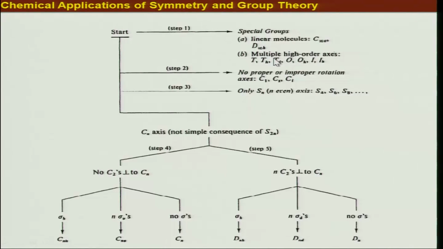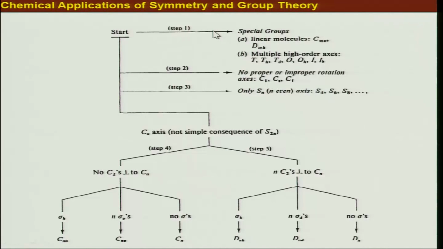Now you understand what that TD means. And similarly, you can have structures with octahedral symmetries or icosahedral symmetries. So, all these things will give you some point group like T, O, OH. OH also you are very familiar. All right. So, that was step 1. Step 1 will give you certain point groups.